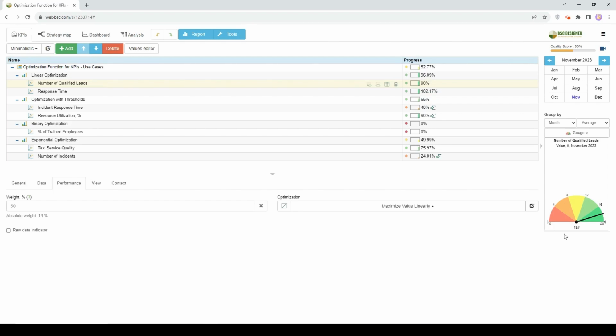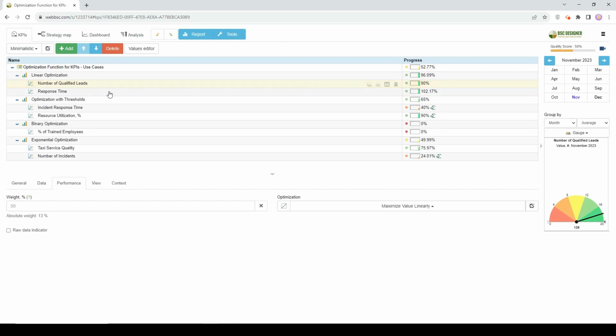On the gauge chart, I can see the stoplight colors used to visualize the optimization function. The stoplight changes gradually from the red zone to the green zone. The stoplight that corresponds to the current progress of the indicator is displayed in the progress column.